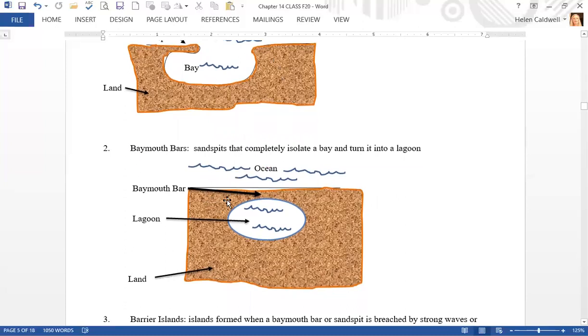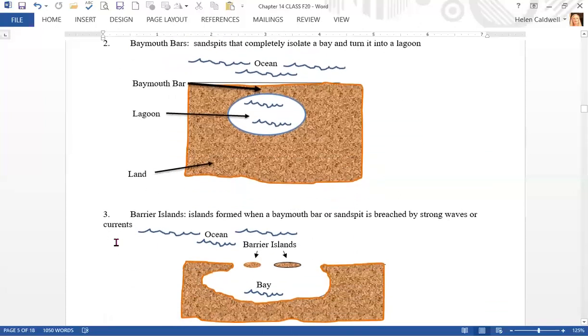In a bay mouth bar, what used to be the bay is now a lagoon. A lagoon can be thought of as like a saltwater lake. It's full of salt water, but it doesn't have a direct inlet or outlet to the ocean, so it's isolated from the ocean. And again, we have our land, and this little strip between the lagoon and the ocean is the bay mouth bar. And again, you need to be able to draw these diagrams.